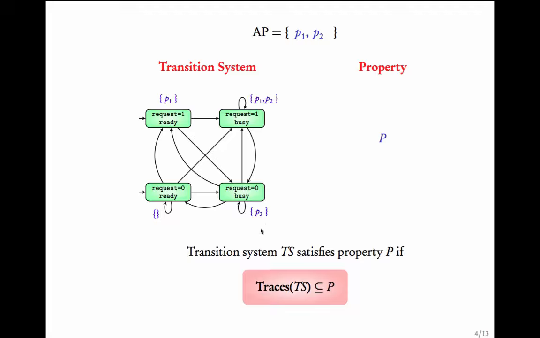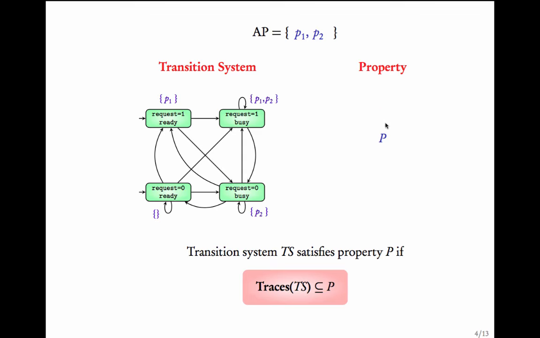So here is a more detailed picture. Usually we have a transition system and every state is labeled with the set of atomic propositions that are true on that state. We started with a finite set of atomic propositions P1, P2, whatever they are, and then we evaluated them on the states and we got this transition system along with atomic propositions evaluated.